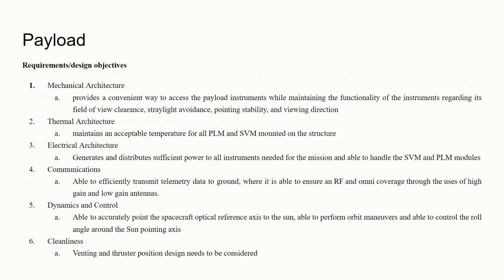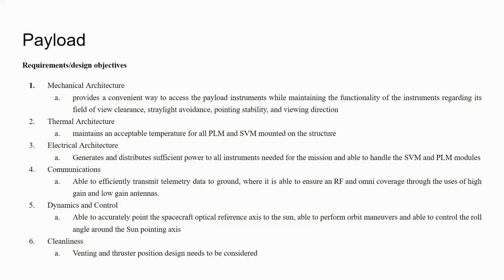Next is payload. For requirements and design objectives, there will be 6 aspects. The first one is mechanical architecture, where it provides a convenient way to access the payload instruments while maintaining the functionality of the instruments regarding its FOV clearance, stray light avoidance, pointing stability, and viewing direction. Next is thermal architecture. It maintains an acceptable temperature for all PLM and SVM modules mounted on the structure. And then there's electrical architecture, where it generates and distributes sufficient power to all instruments needed for the mission and is able to handle the SVM and PLM modules.